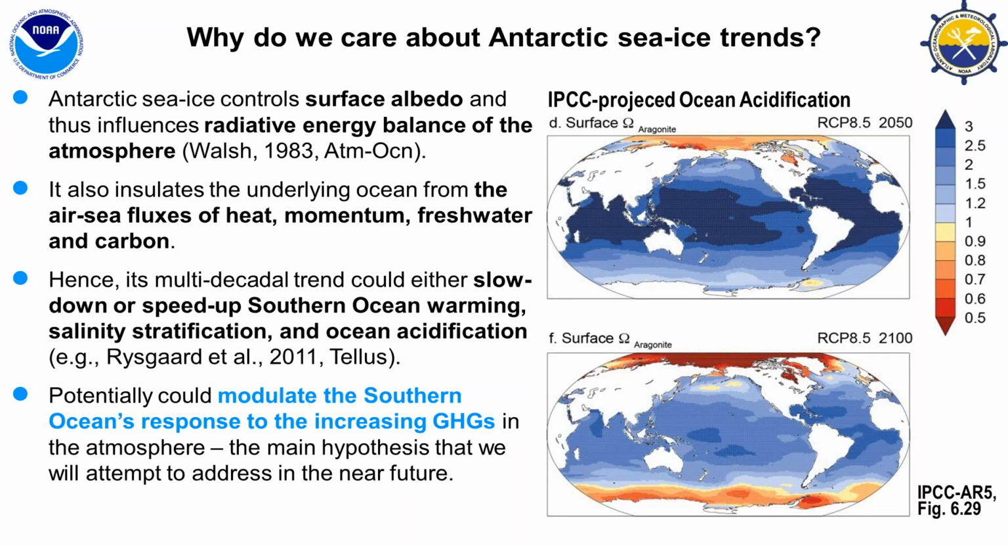I'll give you an example of this with ocean acidification. This is the IPCC projected ocean acidification in the ocean for 2015 and 2100. The increased flux of carbon into the ocean will make the ocean more acidic. One important index of ocean acidification is called the aragonite saturation level. If this value is below one, then we call it undersaturated.